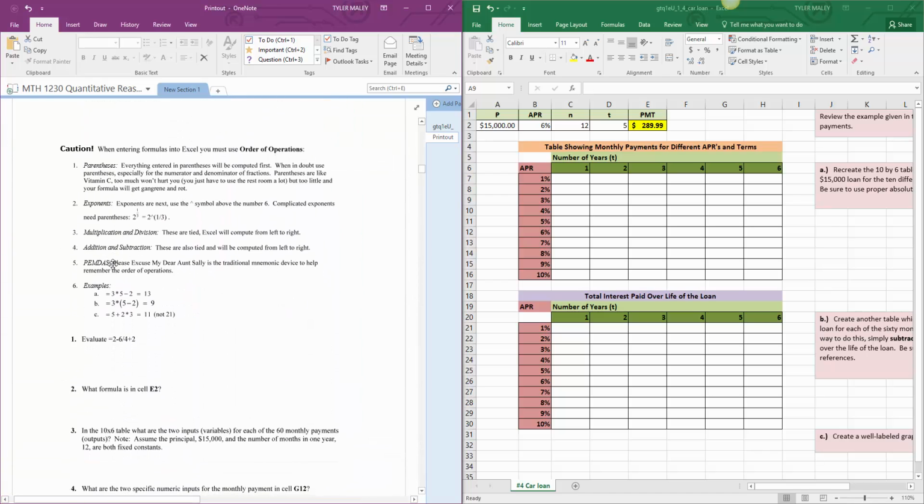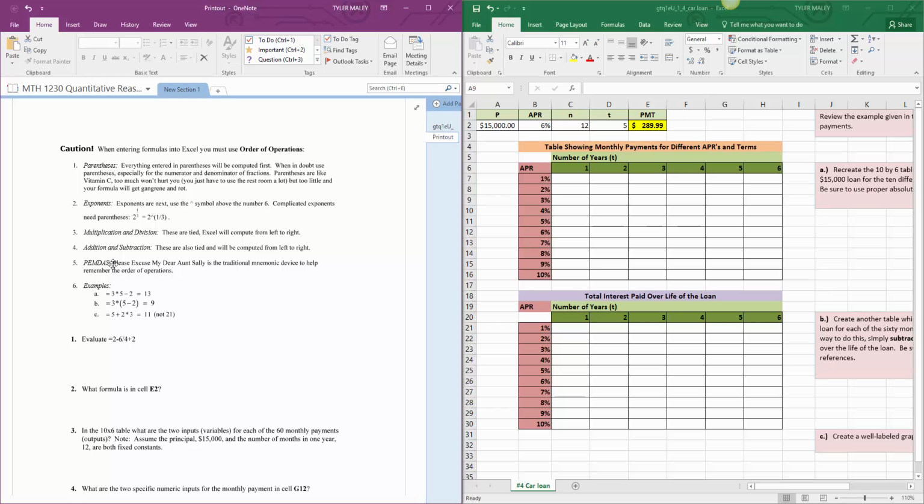Right, so here it says caution when entering formulas into Excel, you must use the order of operations, right? So you may remember this as please excuse my dear Aunt Sally, or maybe PEMDAS, right? Which is number 5 is helping remind us of those, right? That's a traditional mnemonic device to help remember the order of operations, right? That's how I remember learning order of operations at one time.